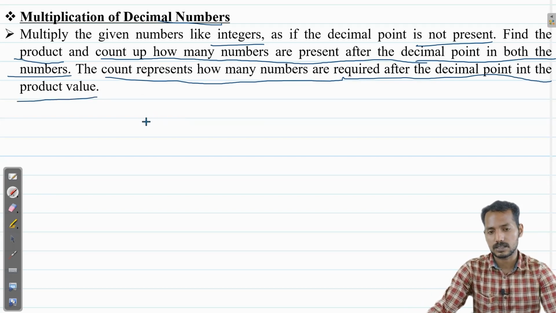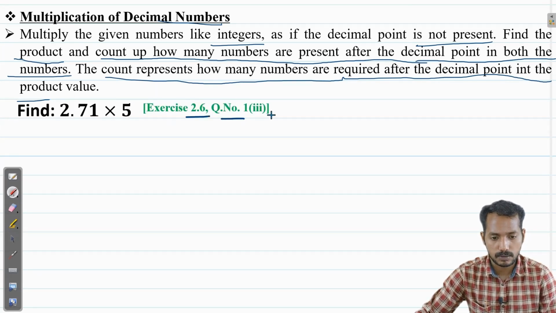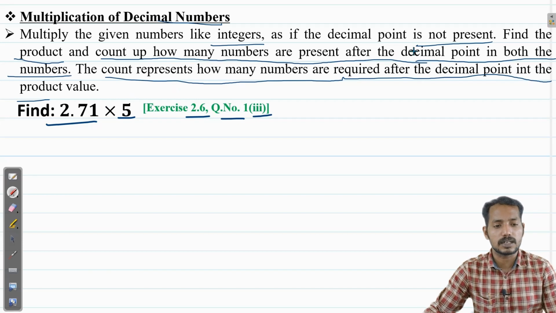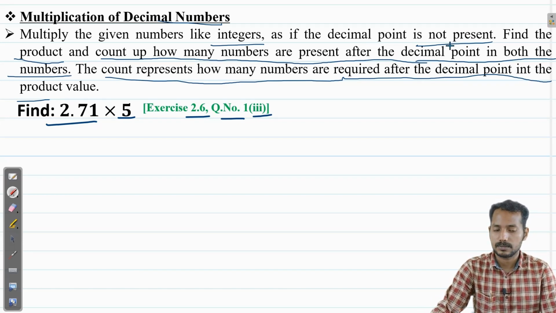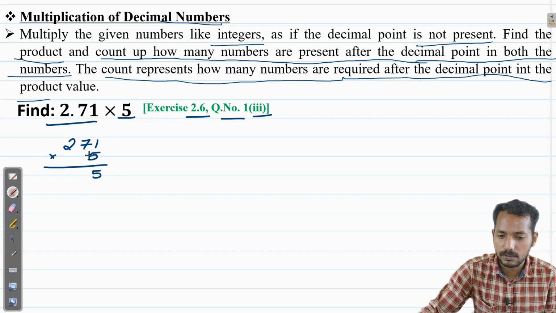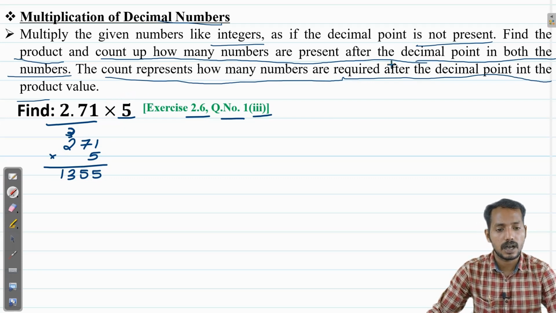Let's take an example to understand this. I'm taking a question from exercise 2.6, question number 1, option number 3. 2.71 into 5. Very simple. Just multiply as whole numbers. So multiply 271 with 5. 5 into 1 is equal to 5, 5 into 7 is 35, 3 is carry, 5 into 2 is 10, 10 plus 3 is equal to 13. Over.